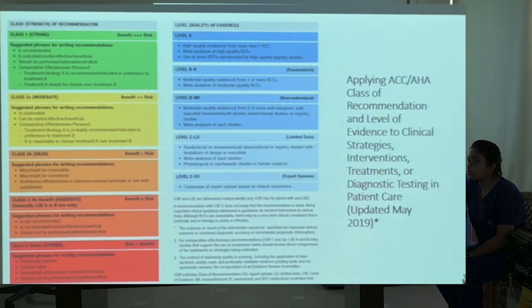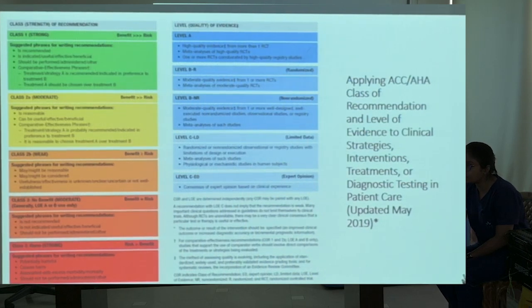This chart shows the class of recommendation and level of evidence for clinical strategies, interventions, treatments or diagnostic testing in patient care. It was updated in May 2019. Class 1 is a strong recommendation, Class 2A is moderate, Class 2B is a weak recommendation, and Class 3 is divided into two parts: no benefit and harm. The levels of quality of evidence are level A, level B-R that is randomized, level B-NR that is non-randomized, level C-LD is limited data, and level C-EO is expert opinion.